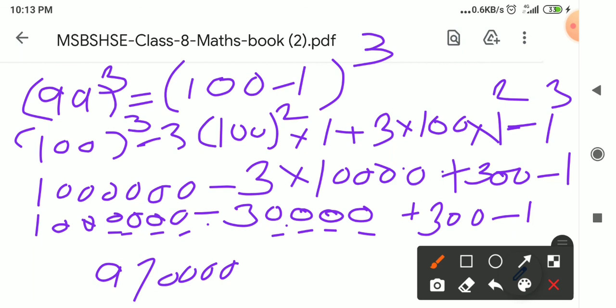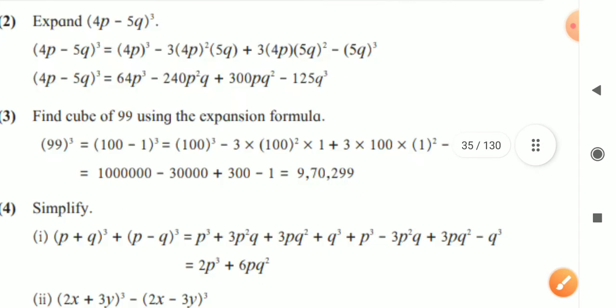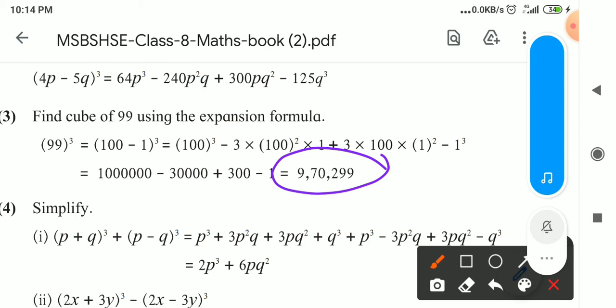Okay, and then here the subtraction is 299. If you do the addition of both, you will get 970,299. Okay, so it is the cube of which number, 99. So note this down. Here 970,299 is the answer of 99's cube.